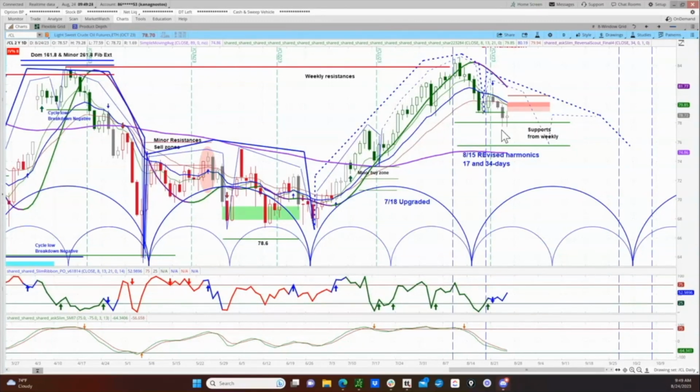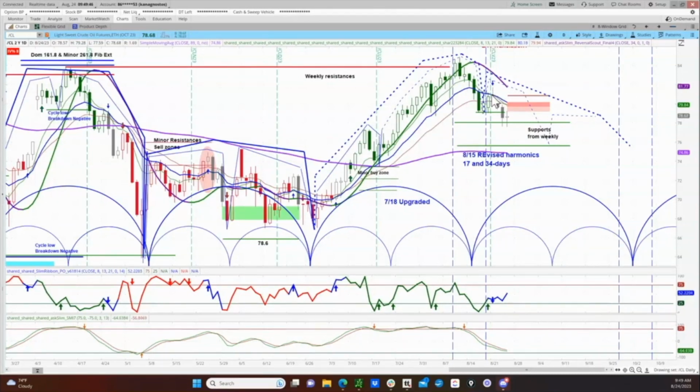Momentum has turned negative in this time frame with the reversal scout purple, and the slim ribbon has gone from positive to neutral. Now, if this is a left-hand translation and breakdown, then we would not expect crude to take out this high right here, the high of that candle at 81.75.